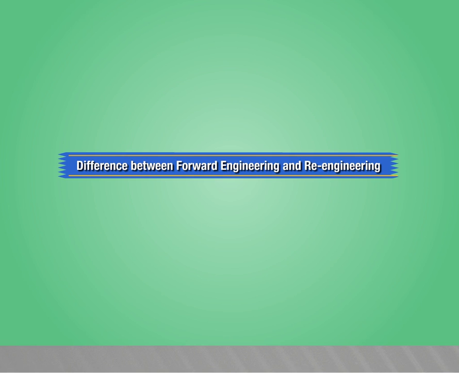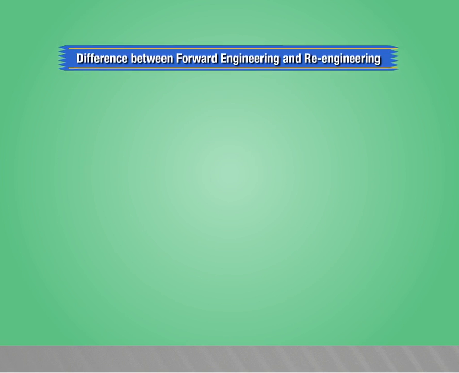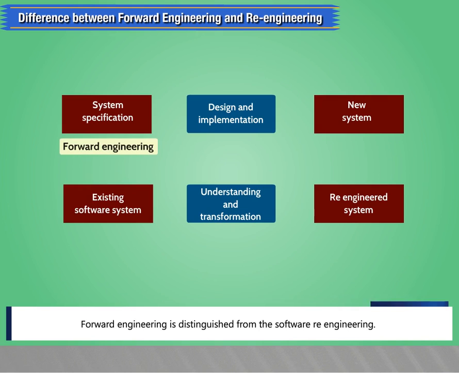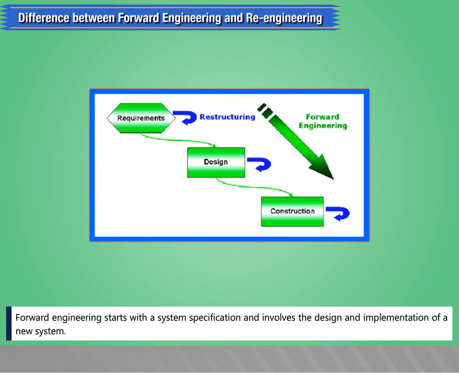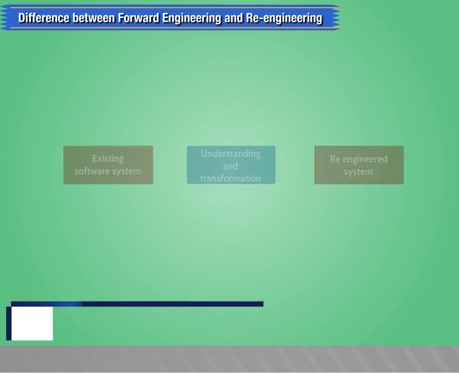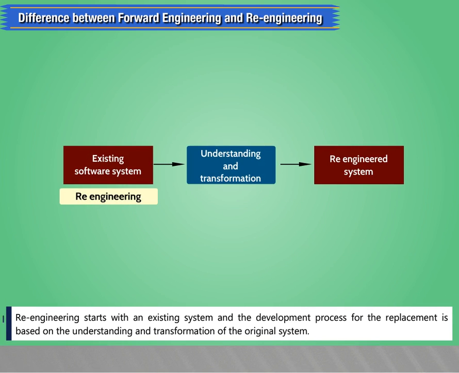Difference between forward engineering and re-engineering. Forward engineering is distinguished from software re-engineering. This distinction: forward engineering starts with a system specification and involves the design and implementation of a new system. Re-engineering starts with an existing system, and the development process for the replacement is based on the understanding and transformation of the original system.